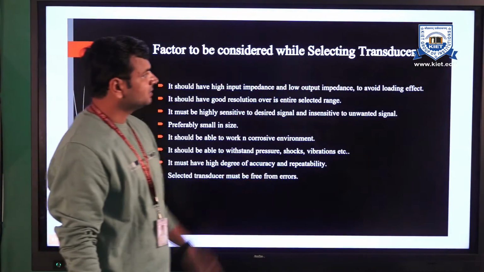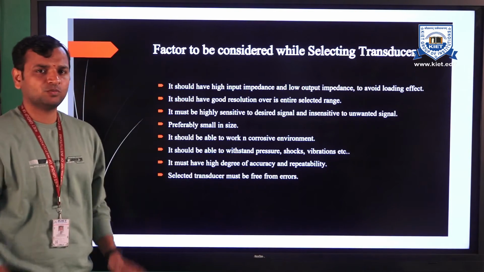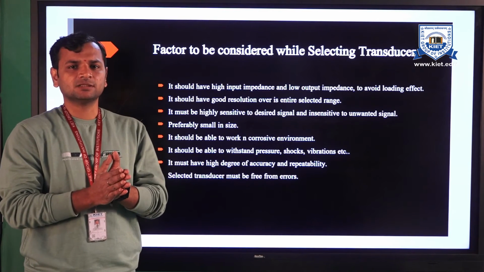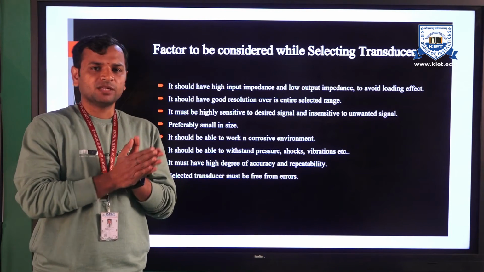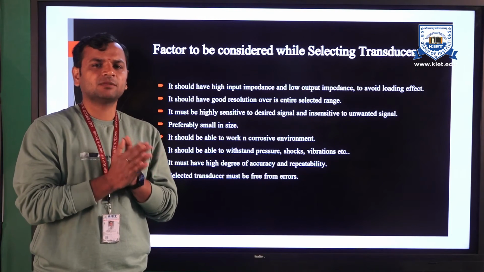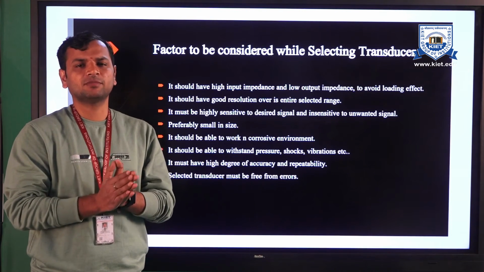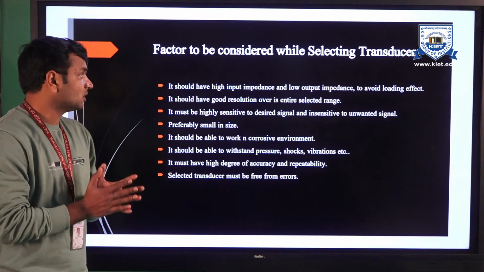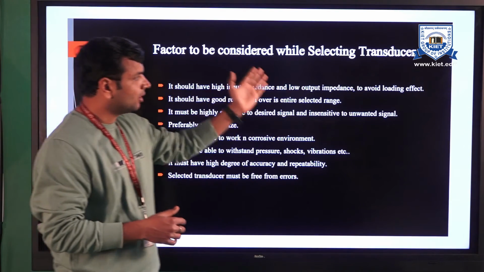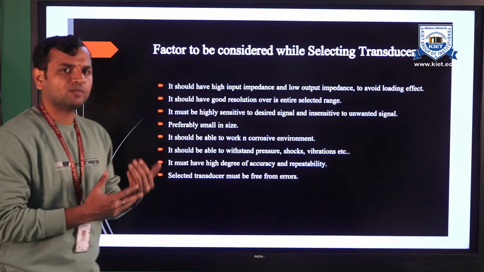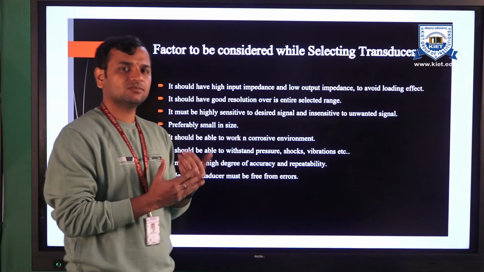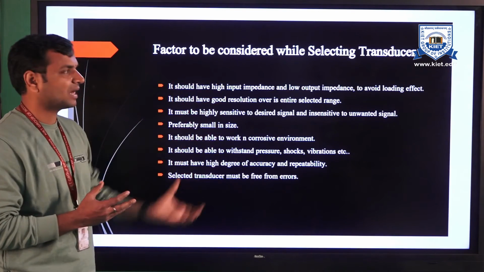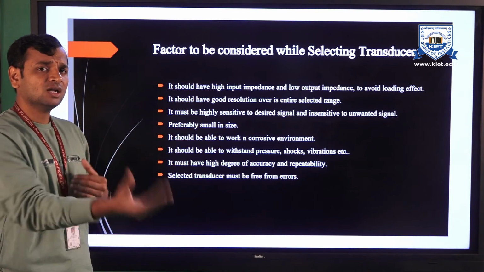Now, factors to be considered while selecting the transducers, because we are using the transducer for a specific application. That application may be displacement measurement, force measurement, pressure measurement, temperature measurement, velocity measurement, density measurement. All types of measurement can be done with the help of a transducer. So when we are choosing any transducer for a certain type of application, we need to see the ranges, in what range you require the transducer. So these are some criteria when we are choosing any transducer for different applications.